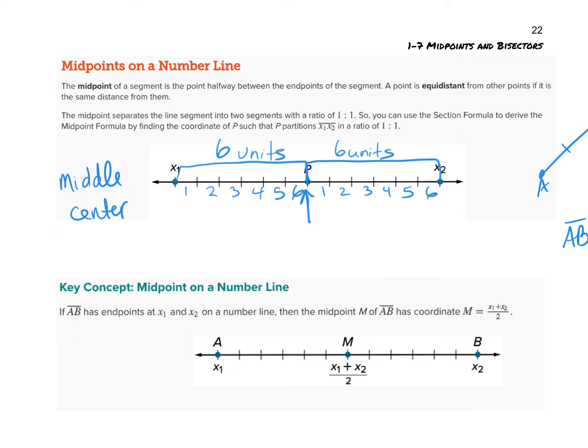So what a midpoint does is it cuts a line segment into 2 smaller congruent pieces, okay? So finding the middle, finding the center of a line segment means you're cutting it essentially in half. So obviously we can see from X1 to X2, it's a total of 12 units. And when I cut it in half, I get 6 units apiece, okay?